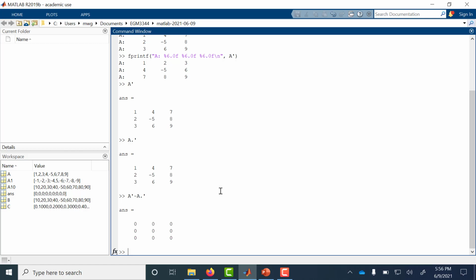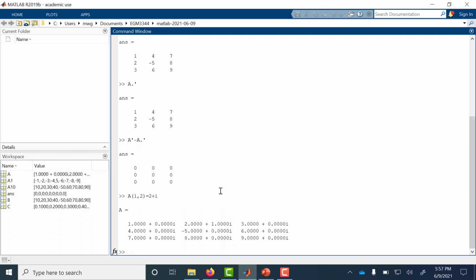Now, if I happen to tweak one of these things, let's say I make the 2, which is the first row, second element, 2 plus i. Okay, so now it's printing it out like this. Only this first row, second entry is complex. Everything else is actually real.